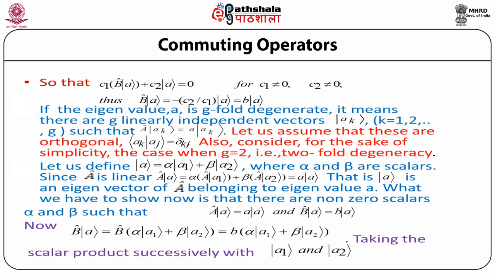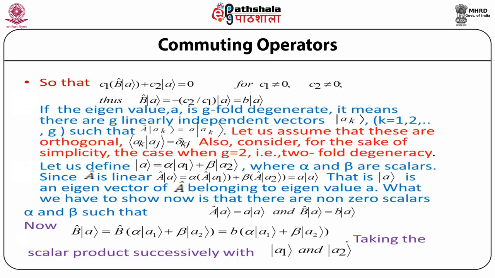That is, we have that the ket vector A is the eigenvector of the operator A, which has the eigenvalue A. Now, what we have to show over here is that there are non-zero scalars alpha and beta as given in the above equation, such that operator A acting on ket vector A is equal to A times ket vector A, and operator B acting on ket vector A is equal to B times ket vector A.